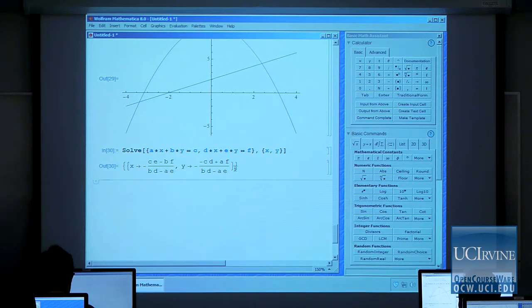Okay. Now, can any of you give me an example of classes of problems that you encounter in chemistry that results in polynomial equations? I'll give you a hint. It starts with an E. Equilibria.